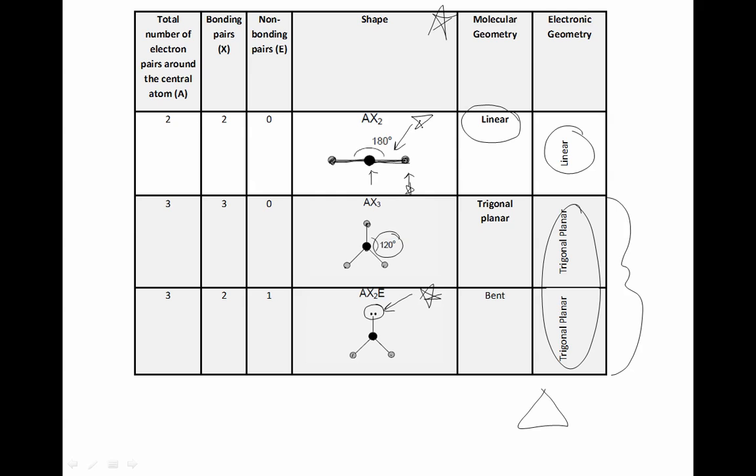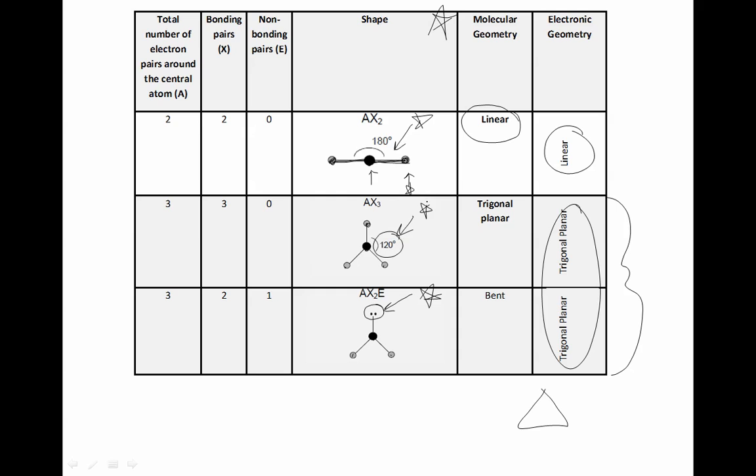And that's where we get our linear 180 degree bond angle from. Whereas 360 degrees divided by 3 gives us 120, which is where we get our bond angle for trigonal planar from. Okay, so if we look at trigonal planar in a little more detail.